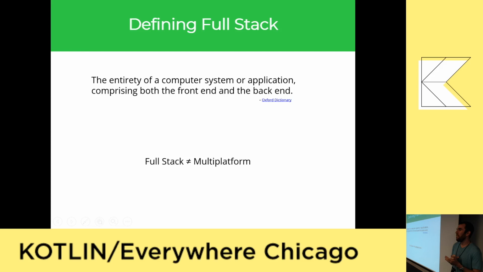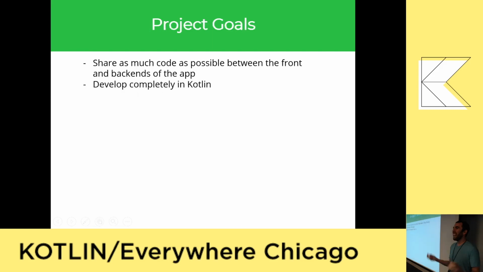So what were my project goals? The first thing was to share as much code as possible between the front end and the back end. As it's Kotlin, it can be used everywhere. We should use it everywhere we can. Develop it completely in Kotlin. I don't think I'd be speaking at Kotlin Everywhere if I didn't. But obviously a great tool, a great language that provides us a lot of these abilities to use it everywhere.